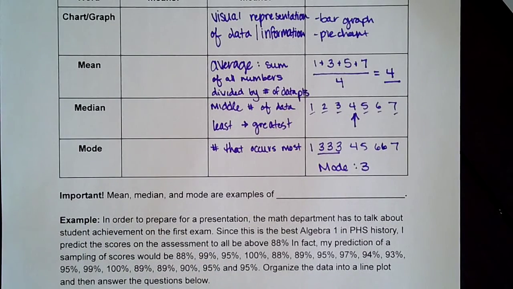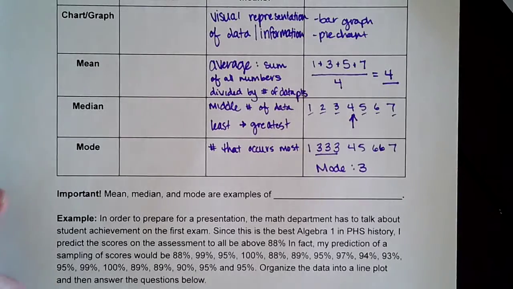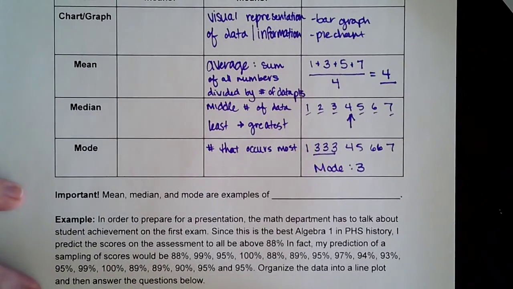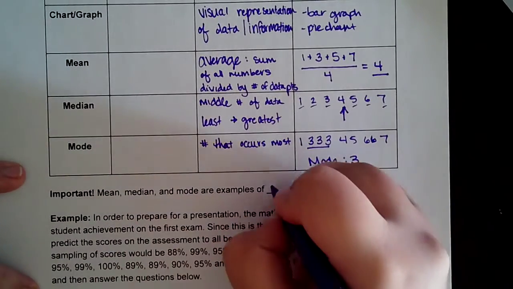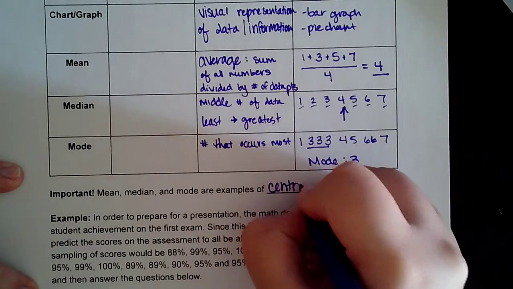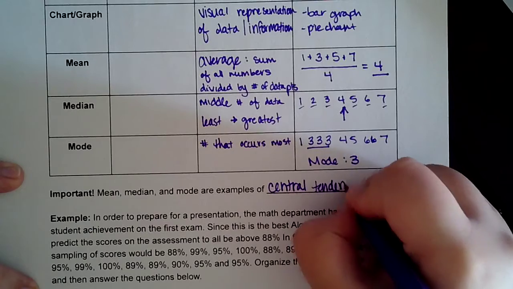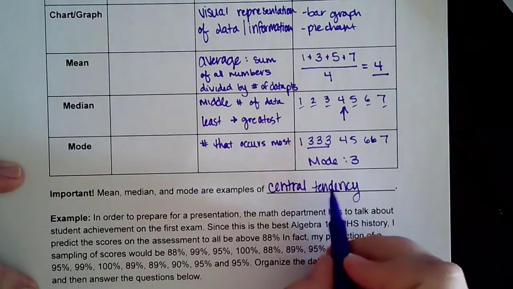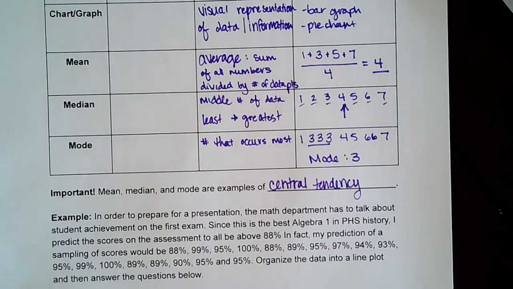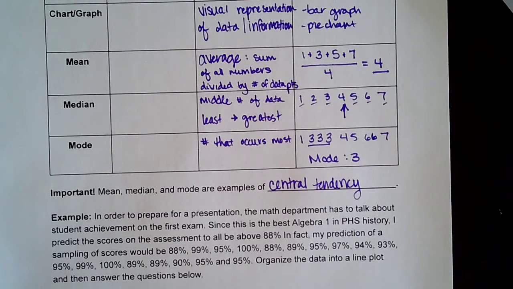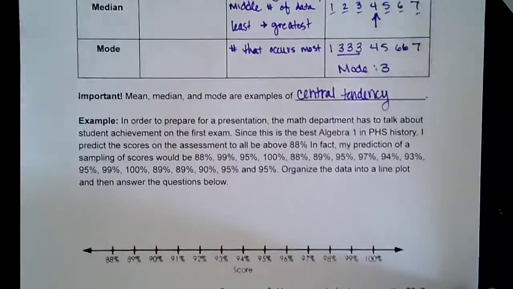Important, this is another word or phrase that you should know, but I'm not going to have you define it. Mean, median, and mode are all measures or examples of central tendency. What this means is they all tell me something, or usually tell me something, about the central tendency of data, or the middle of data. All right, let's get away from those definitions and look at a real example.